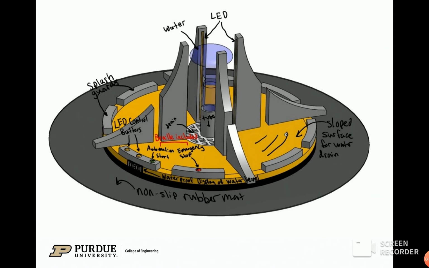use. Users interact with the design through buttons that control LED colors and patterns and the start of the automated sequence, along with a red emergency stop button for safety. The model also includes splash guards to help manage water movement and a non-slip rubber mat at the base. This mat keeps the fountain stable on smooth surfaces and reduces slipping hazards from any small splashes.